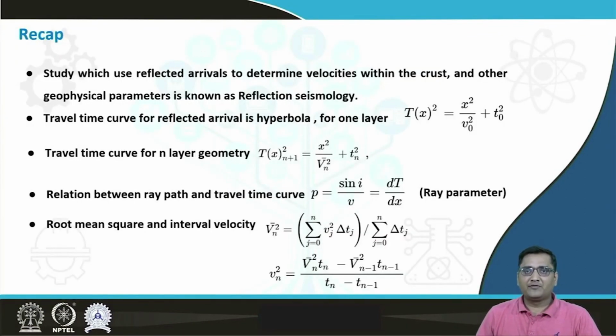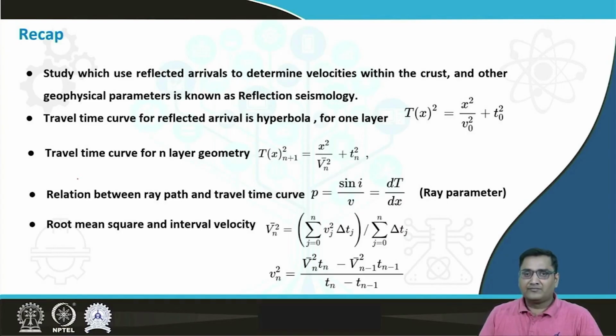As far as the recap of the previous lecture is concerned, we learned that the study that uses the reflected arrivals to determine velocities within the crust and other geophysical parameters is known as reflection seismology. The travel time curve for reflected arrival was the hyperbola, and in case of a single layer model, the travel time curve is t squared equal to x squared by v naught squared plus t naught squared, where x is the offset between the source and the receiver, v naught is the top layer velocity, and t naught is the zero offset time, that is the two-way vertical travel time.